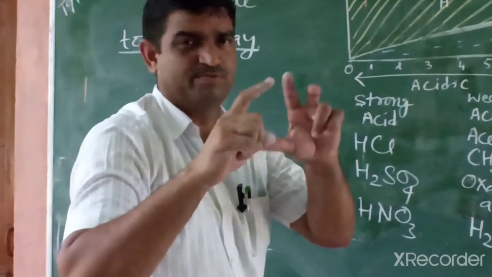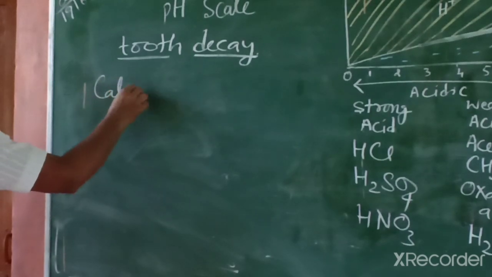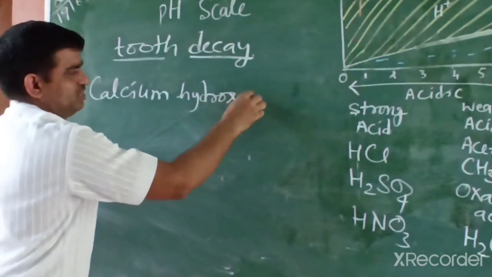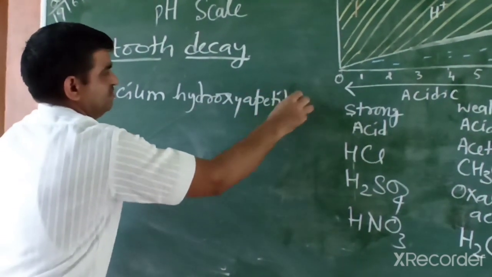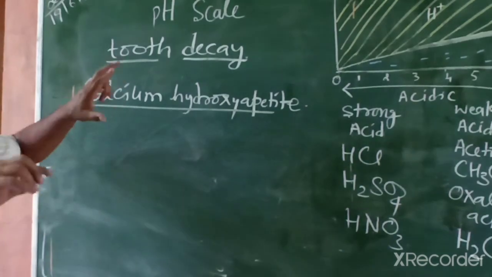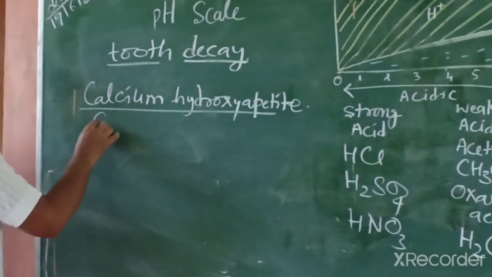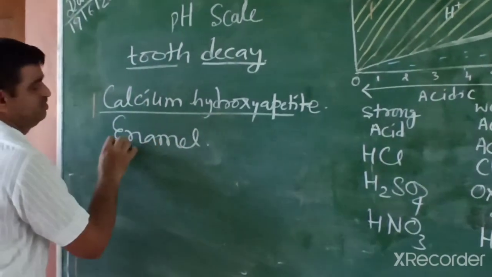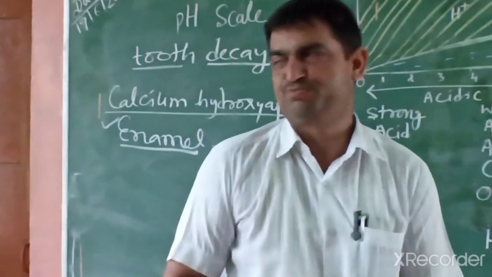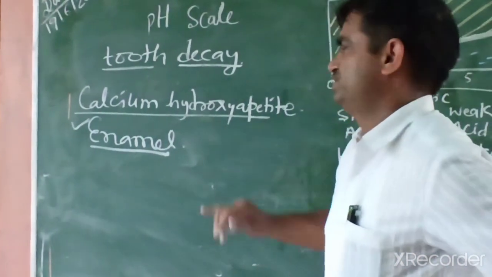Tooth, we know the hardest substance, the white substance, is made of calcium hydroxyapatite. Calcium hydroxyapatite is a chemical that forms a layer on our tooth, known as enamel. Earlier, in old books, this chemical was given as calcium phosphate, but actually it is calcium hydroxyapatite, the crystalline salt of calcium phosphate.